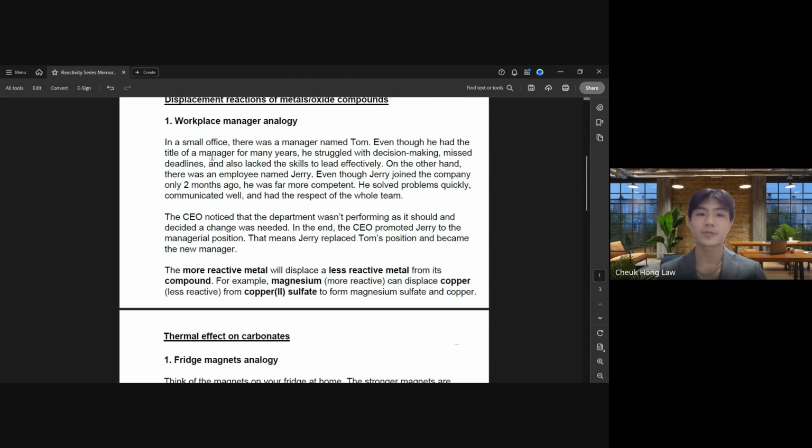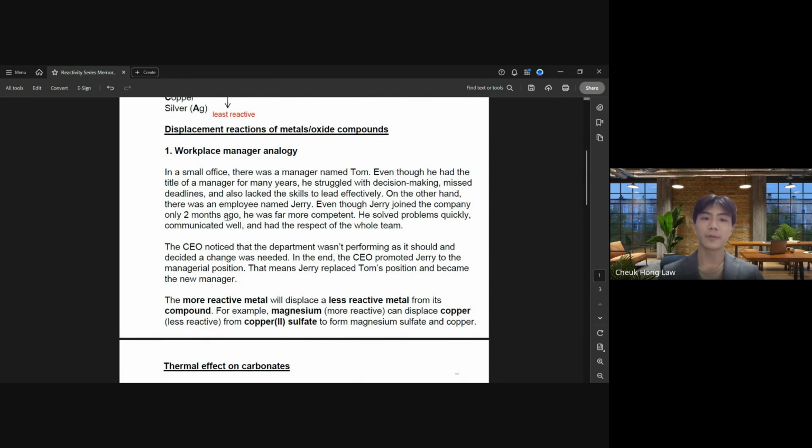Then in chemistry terms, for example, magnesium can displace copper from copper 2 sulfate because magnesium is more reactive than copper, to form magnesium sulfate and copper. So that is displacement reactions. You can use this analogy to help you understand.